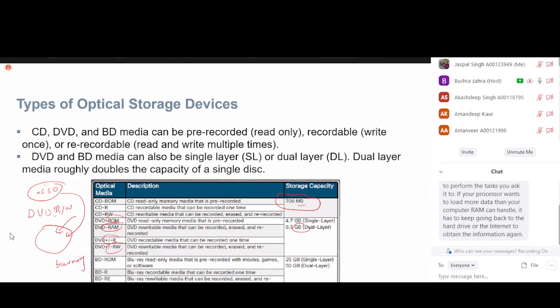Basically, burning does not mean we are flaming it or putting it in the fire. It's a technique which is basically used to write the data on DVD or CD drives.